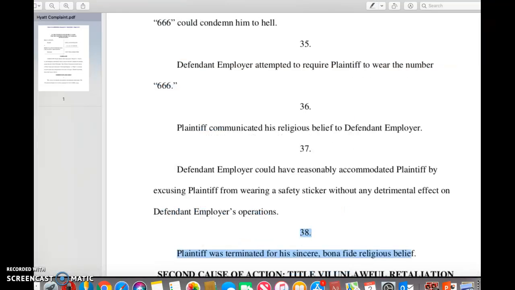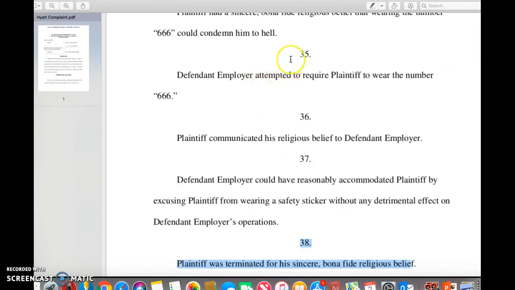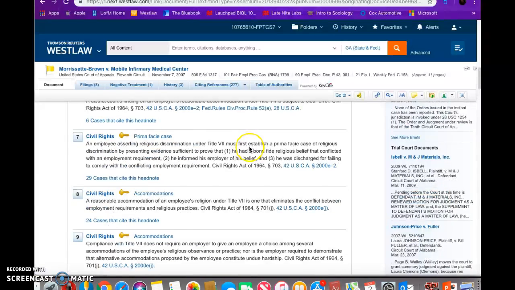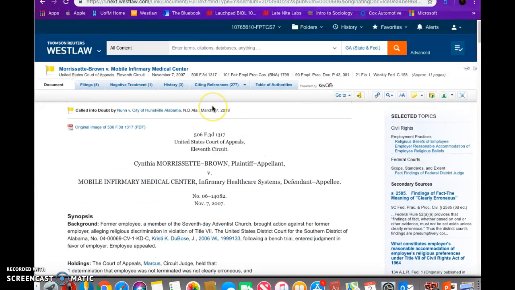All right. So number 35, I was not able to find that. I can honestly say I've been on this all day trying to find where the defendant employer attempted to require plaintiff to wear the number 666, pretty much forcing him to wear it. I've tried all types of ways. I could not find that. I really apologize for that. But that concludes my answer to the first question that Ms. Johnson wanted us to answer.